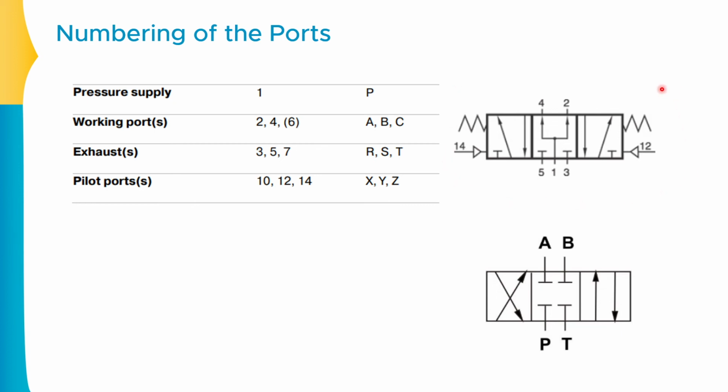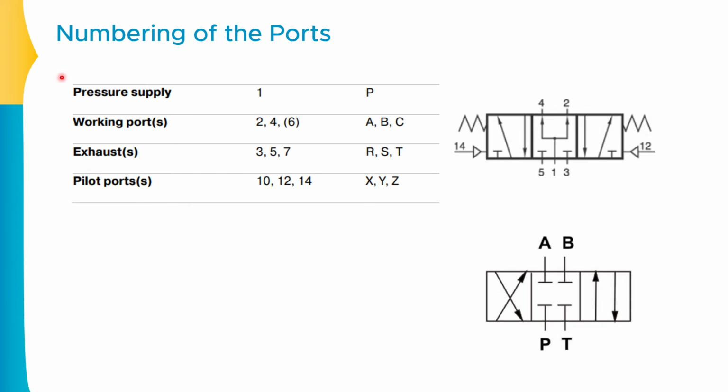Now the question arises, what do all these numbers actually mean to us? So let us understand the numbering of all these ports. There are a total of 4 categories of numbering available. As you can observe, the very first is the numbering of the pressure supply.